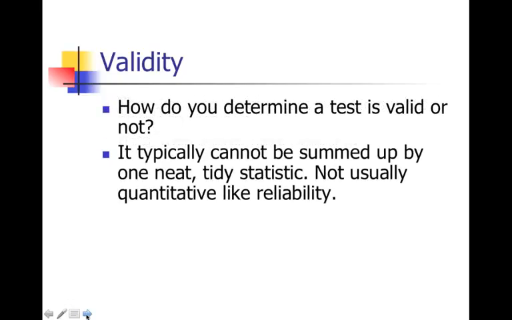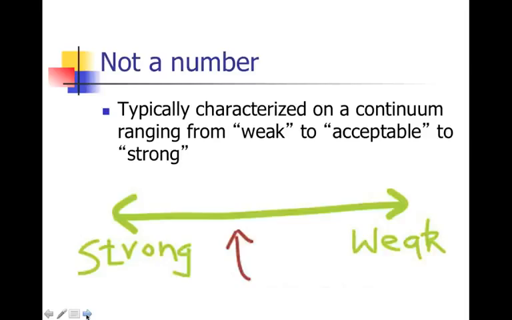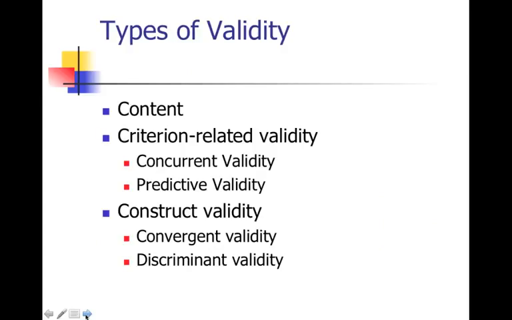So how do you do this? Unfortunately, we can't sum it up in one little statistic like we can with reliability. It's not quantitative typically. Instead, we talk about it on a continuum from weak to strong, with acceptable somewhere in the middle. There are several types of validity that I'll talk about today. Three main types and several subtypes within them. Unfortunately, lots of them start with a C, and so they're hard to differentiate between them.